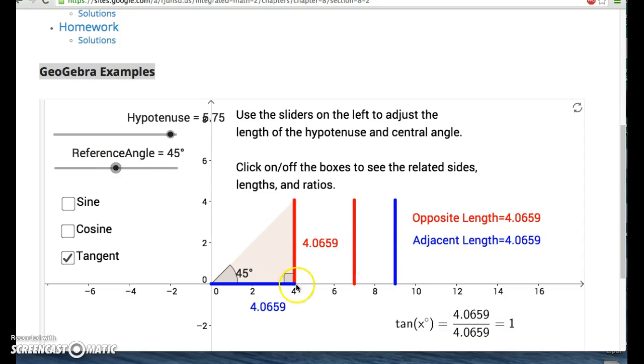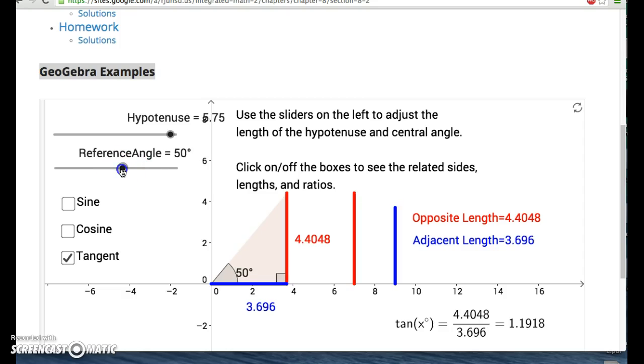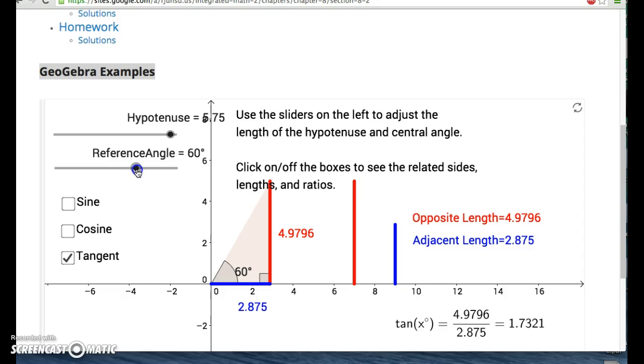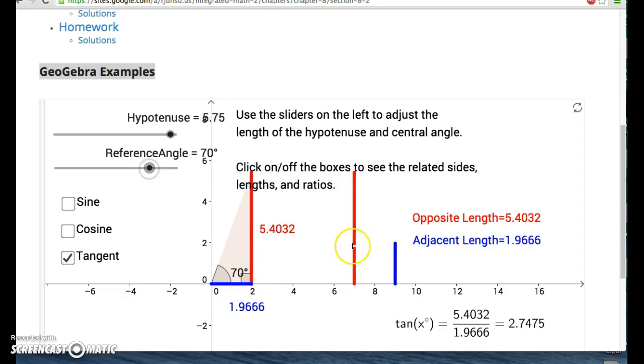And at 45, they are exactly the same. So their relationship is 100%, which is 1. The red is 100% of the blue. They're identical. And then as you keep on increasing, now the red one is taller than the blue one, and it's 119%, which means it's 1 and 19% more. You keep on increasing. You see the red's getting taller, the blue's getting shorter, the opposite is getting taller as the angle is increasing.